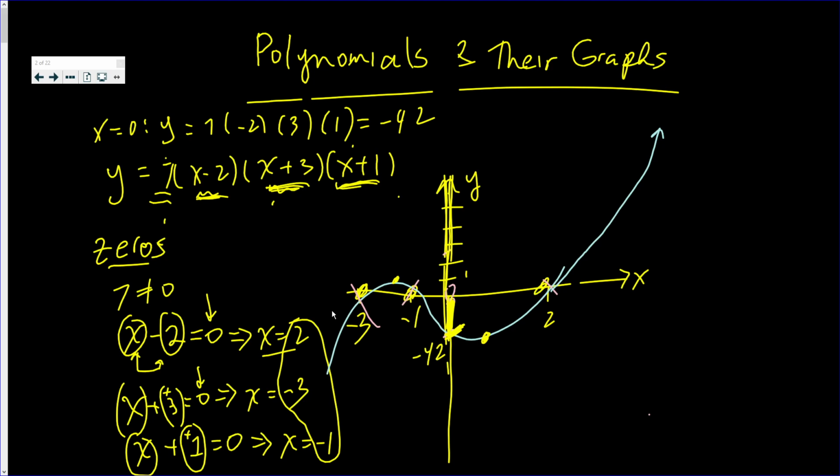Let us try to do another one. Trick here is to find the zeros. Suppose y is -3 times x minus 2 times 3 minus x times 4 minus x. The zeros.